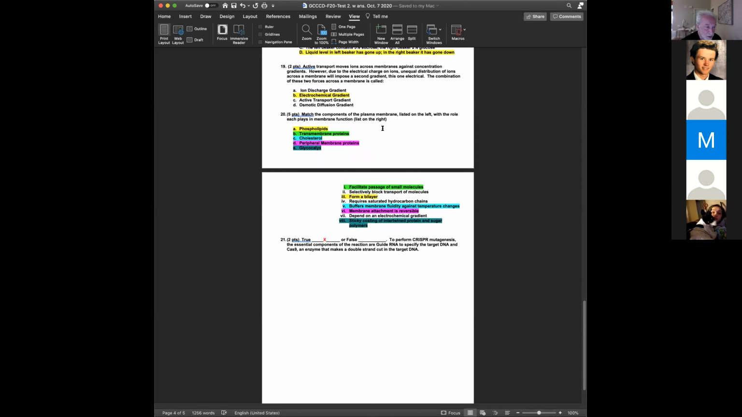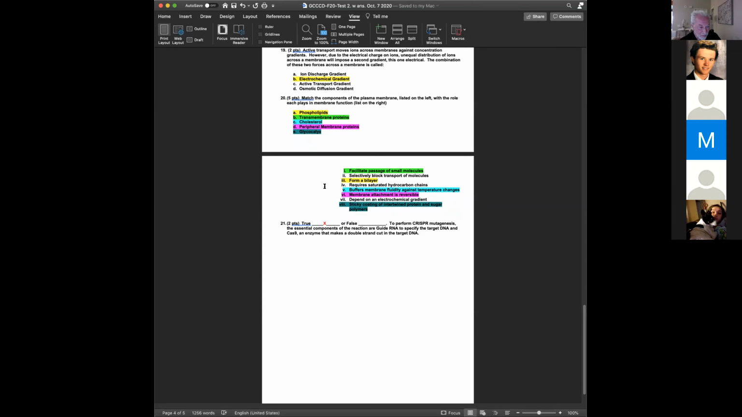And the next question is also about membranes. It's another matching. Phospholipids, what do? They form a bilayer. Transmembrane proteins facilitate passage of small molecules. Cholesterol buffers membrane fluidity against temperature changes. The peripheral membrane proteins, their attachment to the membrane is reversible, and the glycocalyx is the sticky coating of protein and sugar polymers.